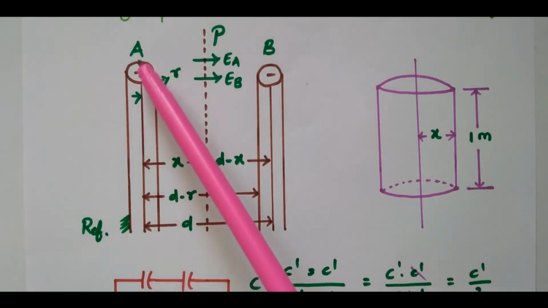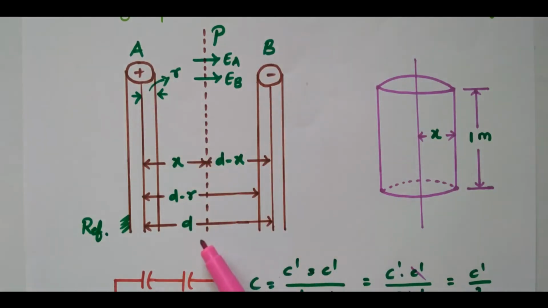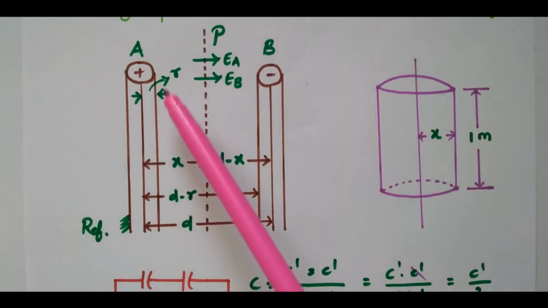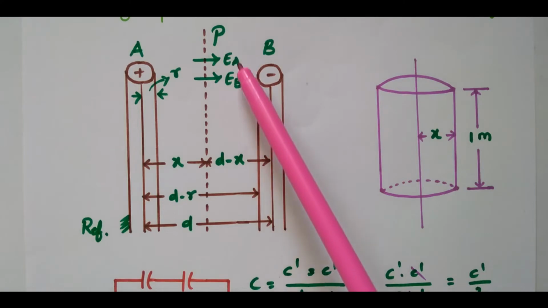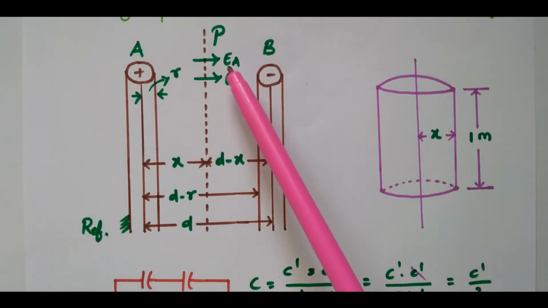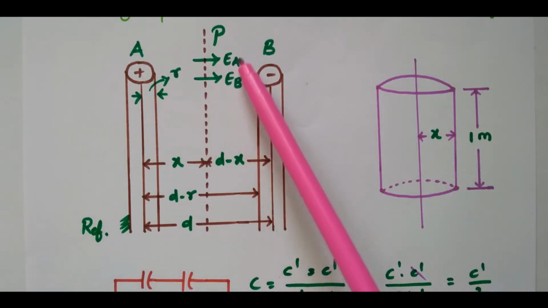So we have conductors A and B. Center to center distance is D meter. Radius is R meter. Point P is located at a distance X meter from the center of conductor A. The distance between point P and the center of conductor B is D minus X. EA and EB are the electric field intensities due to conductor A and conductor B.